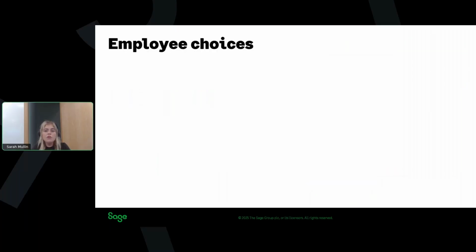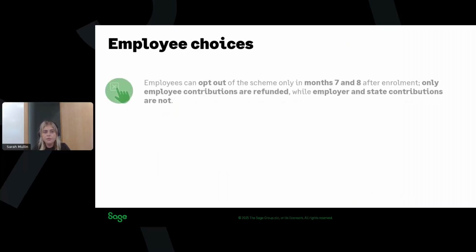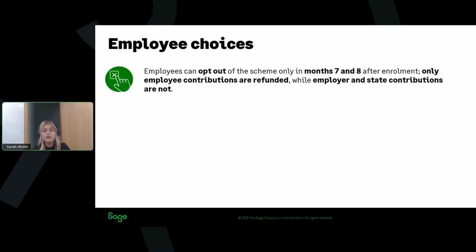Now, I do want to talk more about employee choices under auto-enrolment. First, employees can choose to opt out of the scheme, but that is only in months 7 and 8 after enrolment. If they do, it is only their own contributions that are refunded, so employer and state contributions won't be. Now, with it being just months 7 and 8, you're unlikely to see any of these in the early introduction of auto-enrolment, but it is definitely one to look out for.